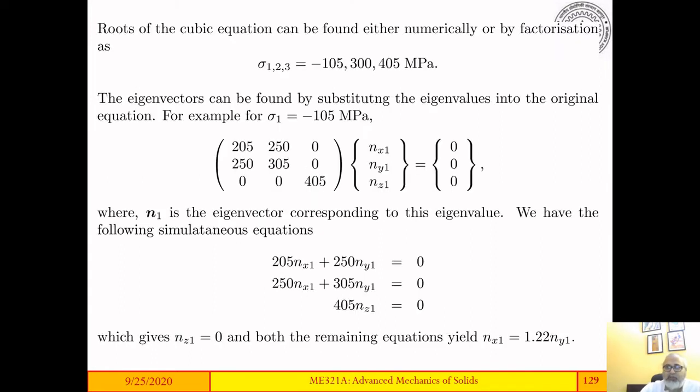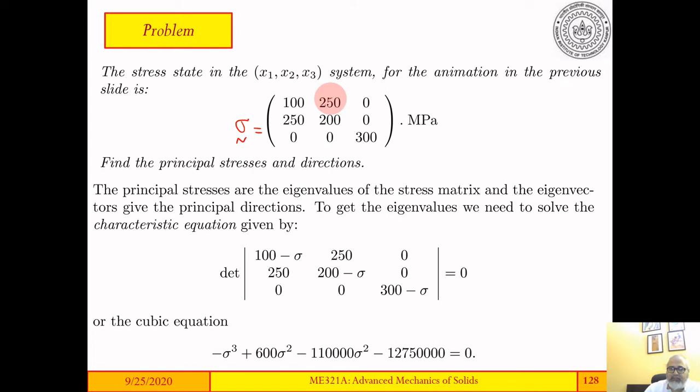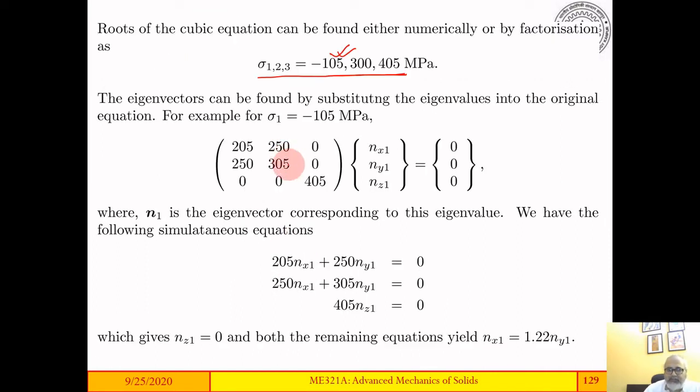I have done it in MATLAB, and you get the three eigenvalues. These are the three eigenvalues. Sorry, these are the principal values. Now we will find the principal directions. Let's find the principal direction for this. What we do is in the characteristic equation, in place of sigma, we place sigma 1, that is minus 105. So we place minus 105 and get this matrix, and we get these equations to solve.